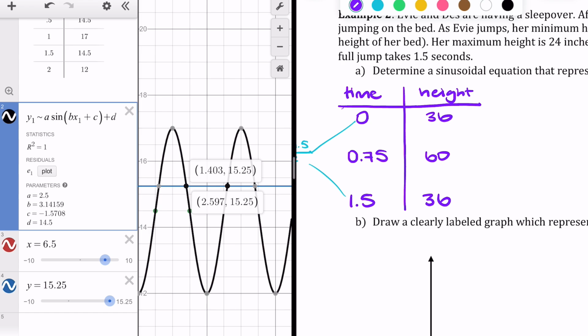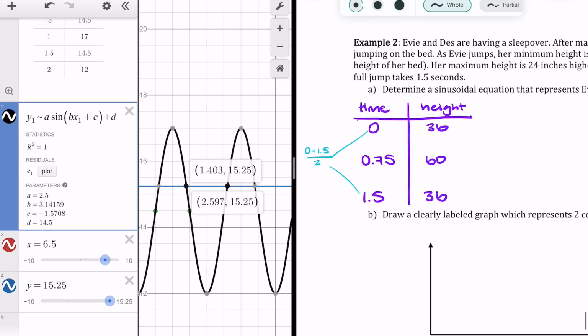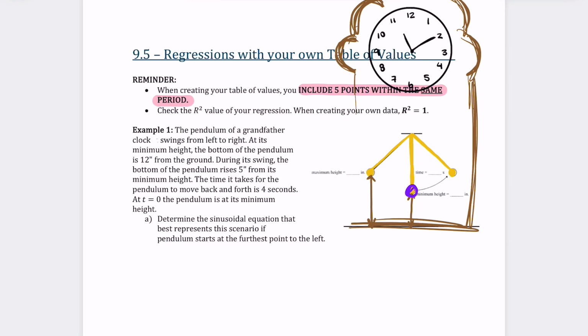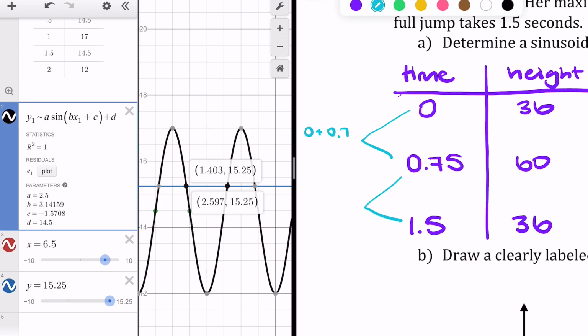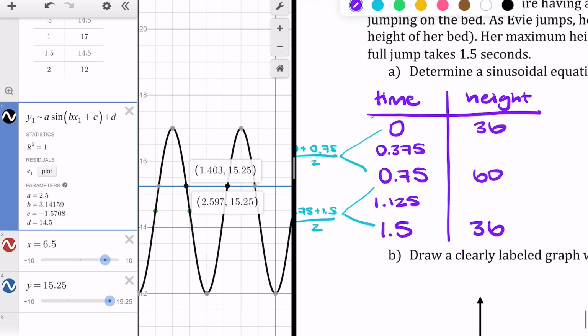Now, to find the remaining 2 points, we're really just getting a whole bunch of averages. For her time, we need to find the average or the mid time between 0 and 0.75 seconds, and between 0.75 seconds and 1.5. You do that by getting the average: you add those values and divide by 2. When you do that, we should get 0.375 seconds for the first time gap and 1.125 seconds for the second time gap.